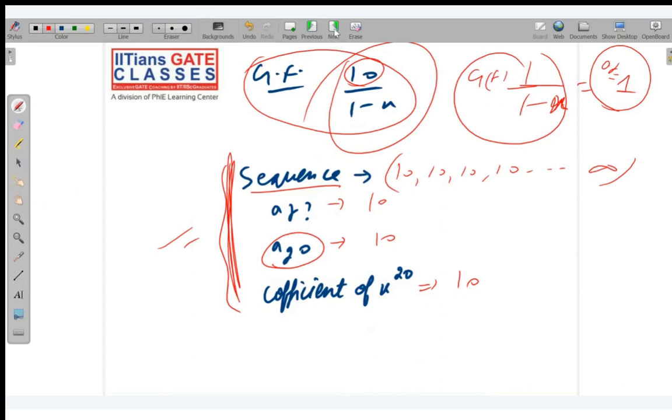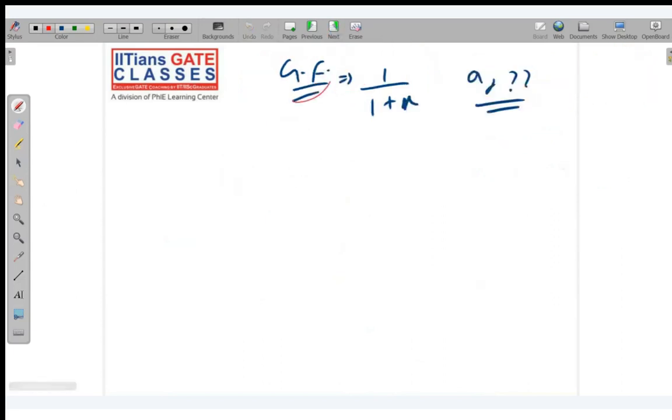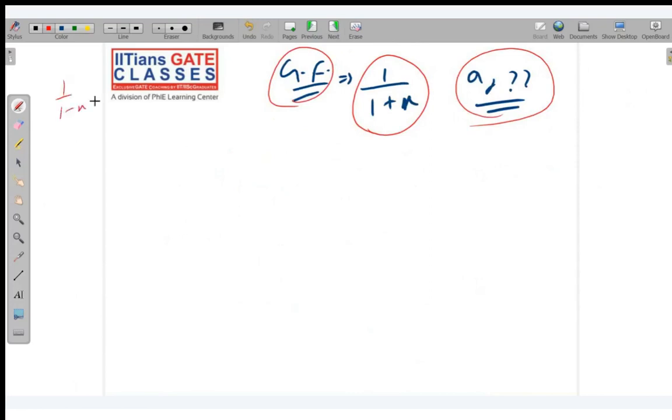Okay. Next, the generating function is 1 upon 1 plus x. What is the numeric function? So now we will have to solve this. I have told you 1 upon 1 minus x, then our numeric function was 1. But now minus x is changed to plus x. So what should we do now? How to approach such kind of question? Let me develop the basic idea.